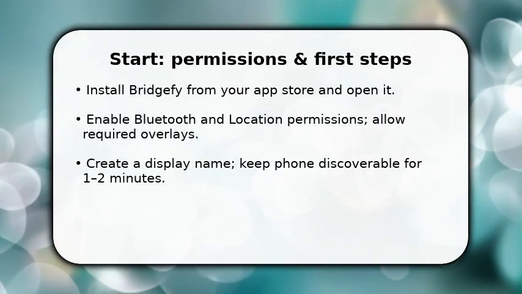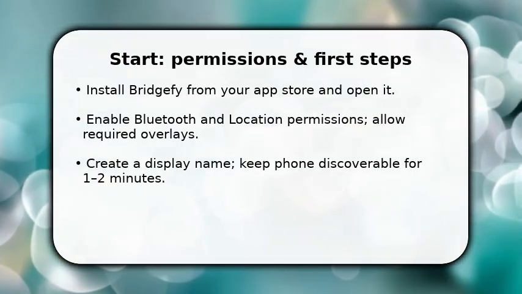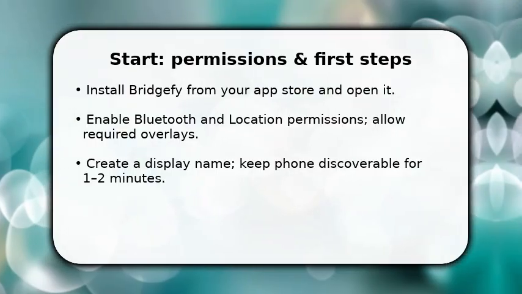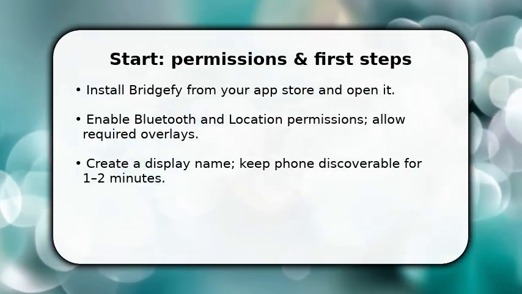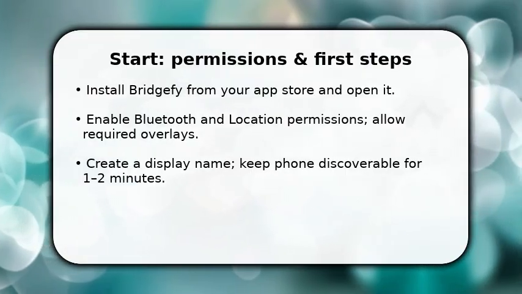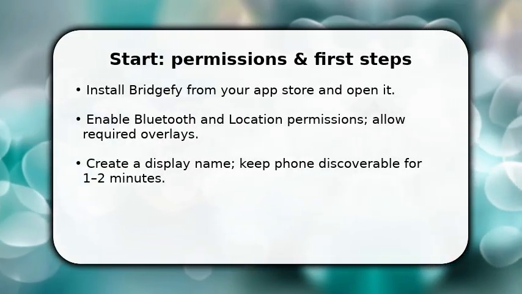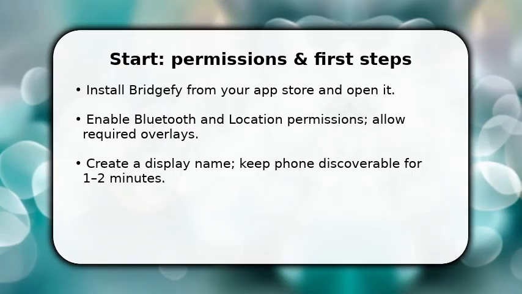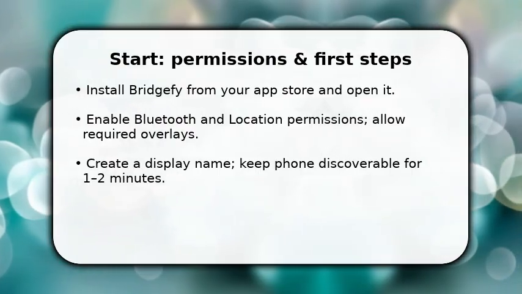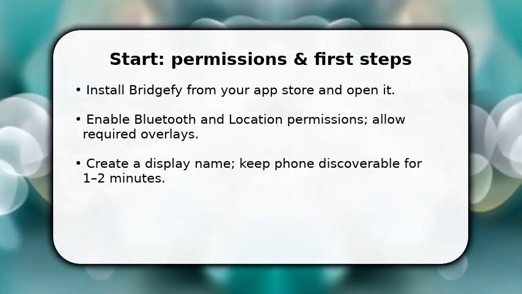You begin by installing Bridgefy and granting the core permissions it needs. Once done, enable Bluetooth and location so your device is discoverable. This lets the mesh form. Next, create a simple display name and confirm notifications. Make sure airplane mode settings still allow Bluetooth. Now open the main screen and let the app scan. You should see nearby users appear. This quick start gets the network forming so you can send your first messages.